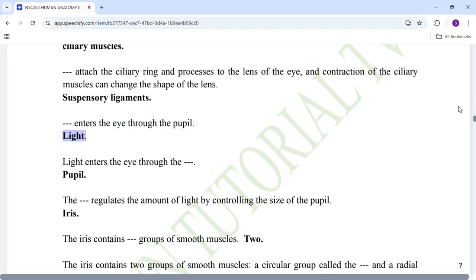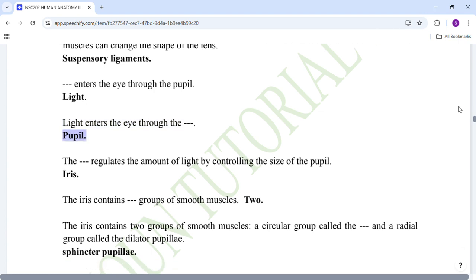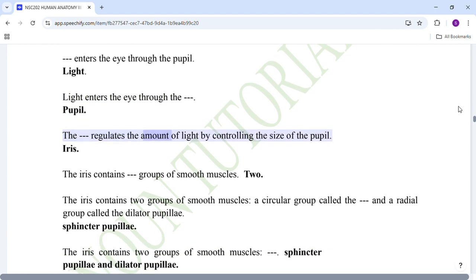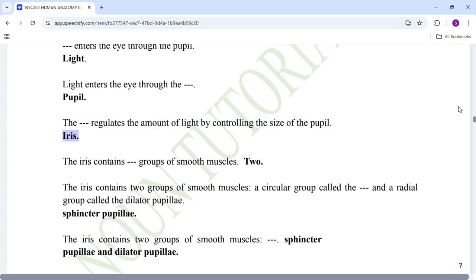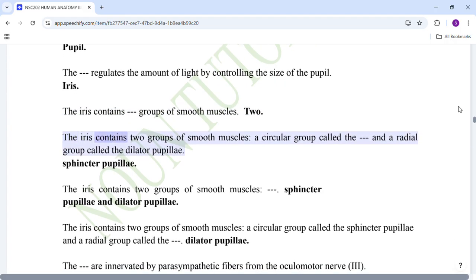Pupil. The iris regulates the amount of light by controlling the size of the pupil. Iris. The iris contains two groups of smooth muscles, a circular group called the sphincter pupillae and a radial group called the dilator pupillae.